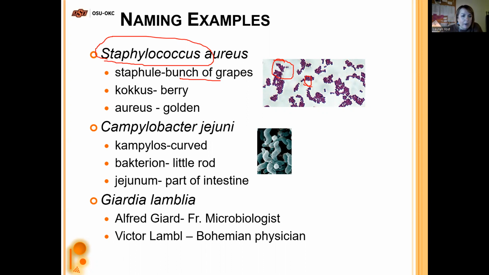And we see here Campylobacter jejuni is named for campylo meaning curved, bacterion meaning little rod, and jejunum is the part of the intestine that it was mostly found in. It causes diarrhea. Then we have Giardia lamblia, which also causes diarrhea. A lot of them do, actually. So we have names here: Giard, a French microbiologist, and Lambl, a Bohemian physician. So together, Giardia lamblia.